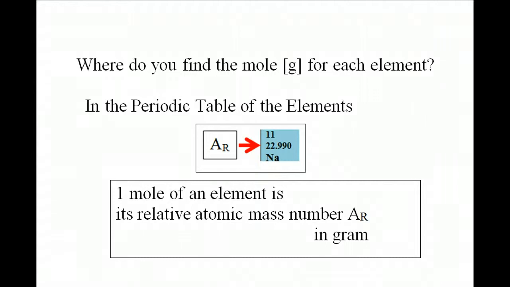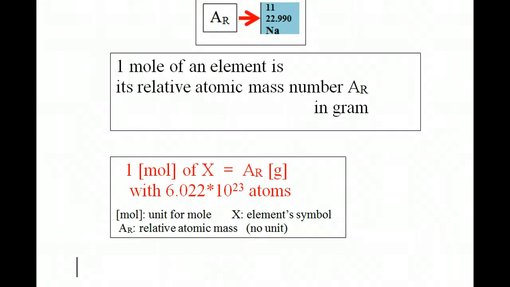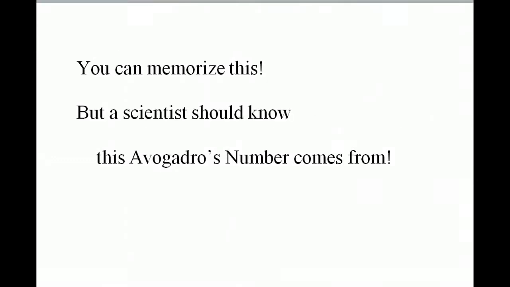So we can say 1 mole of an element is its relative atomic mass number Ar in gram. The unit for mole is mol, as we show here. This is mole. And 1 mole of X is equal to the relative atomic mass number Ar in gram. And this mass contains 6.022 multiplied by 10 to the power of 23 atoms, and 6.022 multiplied by 10 to the power of 23 is Avogadro's number. You can memorize this, but a scientist should know where this Avogadro's number comes from.